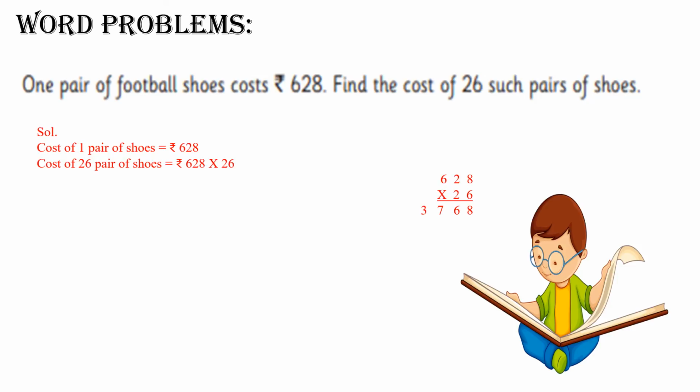So, first multiply 628 by 6. So, when I multiply, I get 3768. Now, I am supposed to multiply 628 into 20. So, I get 12,560. When I add both the numbers, I get 16,328. So cost of 26 pairs of shoes is 16,328. Don't forget to write the final statement.